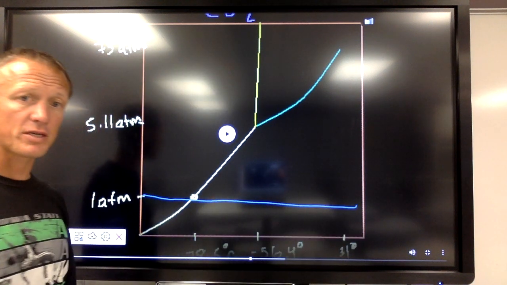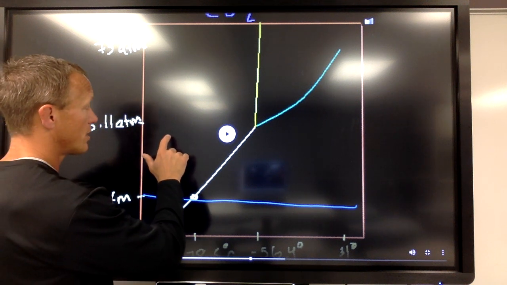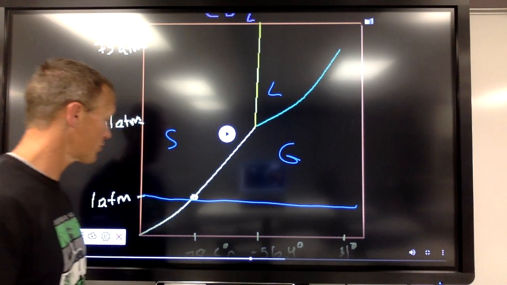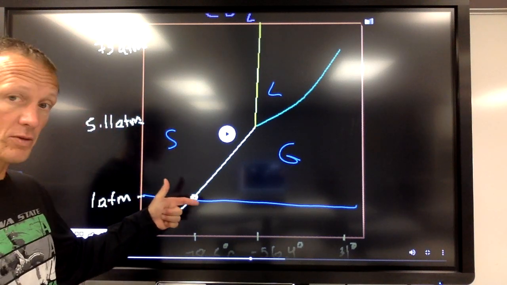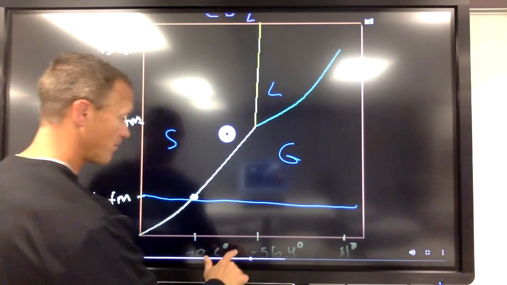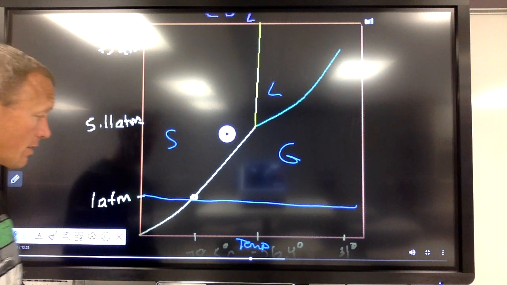So this substance in this room is either going to be, so this would be solid, liquid, gas. So in this room at one atmosphere of pressure, which is pretty close to where we're at, this substance will either be a solid or a gas depending on the temperature. So down here is temperature.